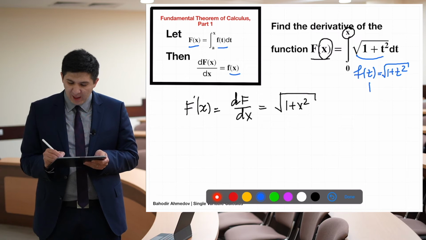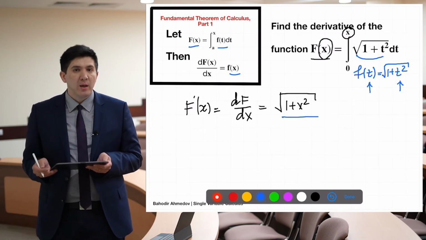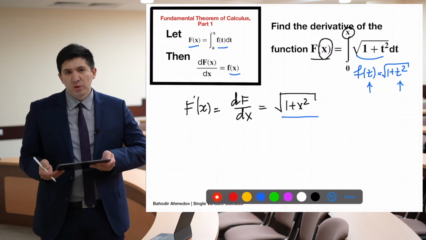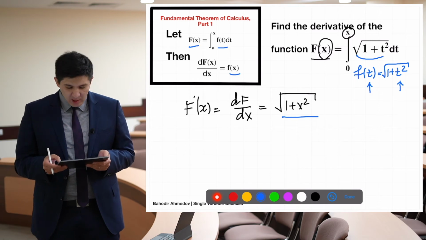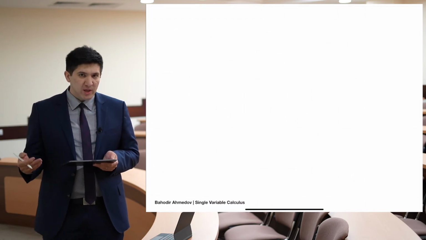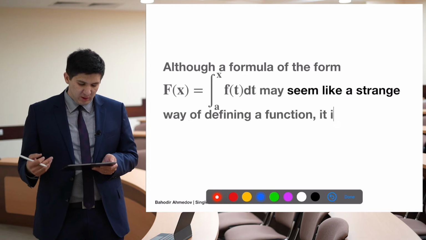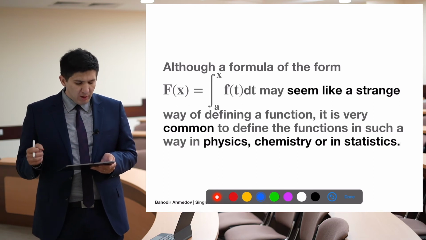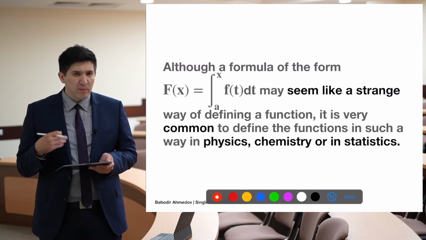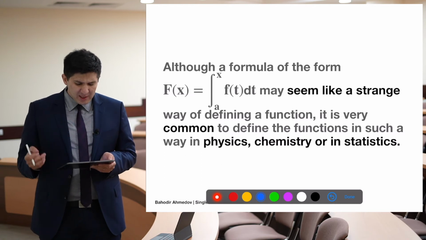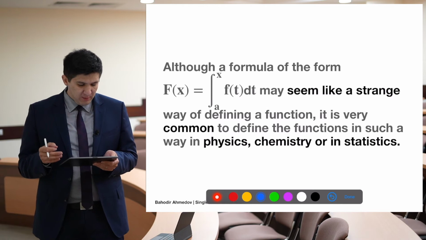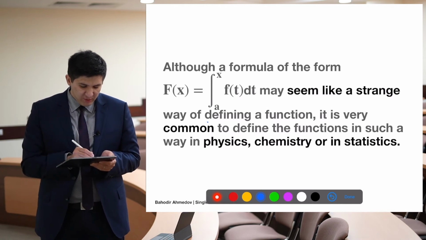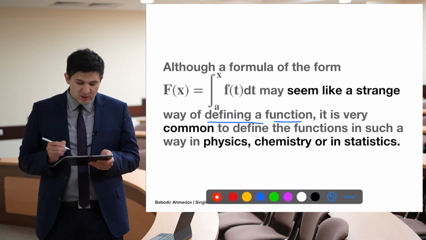So essentially, I have to substitute this t and this t with the x in order to find the derivative. This is the fundamental theorem of calculus 1. It tells us that sometimes the border of this integration might be a function of the variable. Okay? Although the form of f of x may seem very strange, we may define this function.